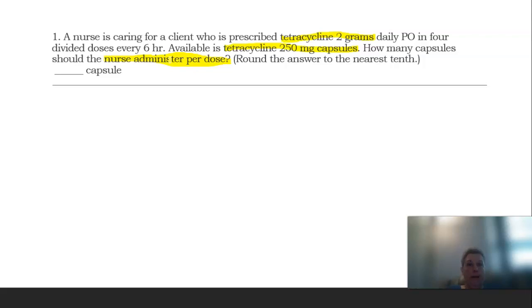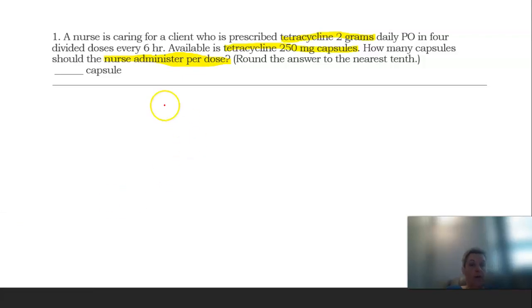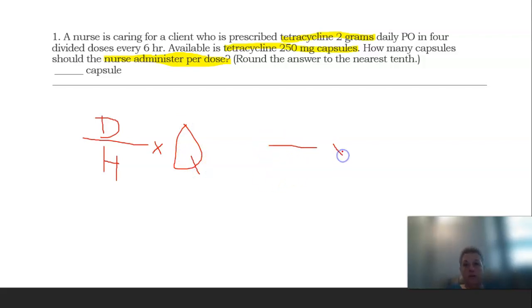Okay, so let's go back and get our annotator and start doing some math. Okay, so how I would set this up is desired over have times quantity. Quantity. Okay, so here I go.